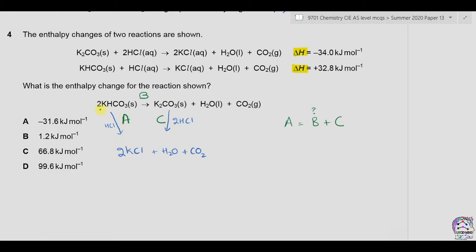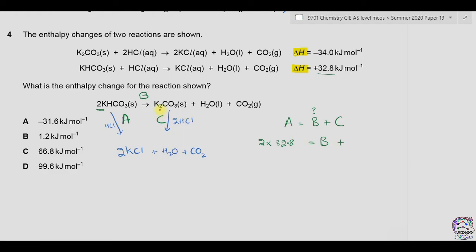For reaction A, we have 2 moles of potassium hydrogen carbonate. So therefore the value of enthalpy change must be multiplied by 2. So A is 2 into 32.8. B is to be found.